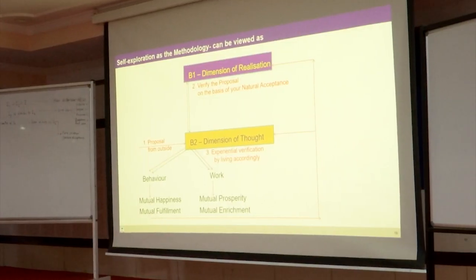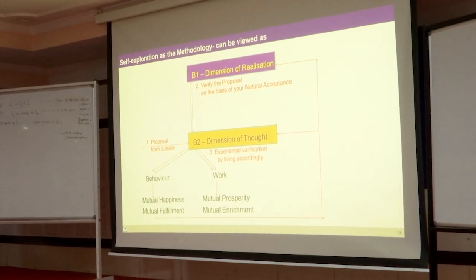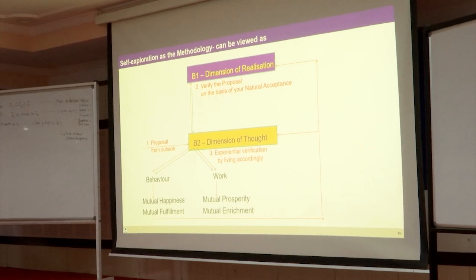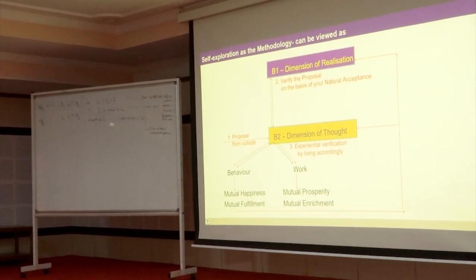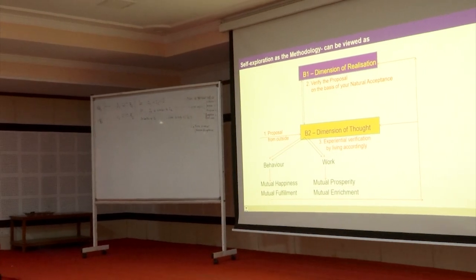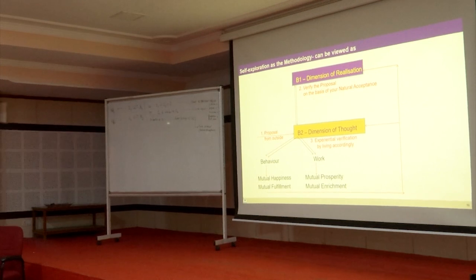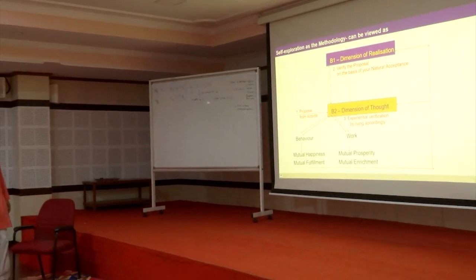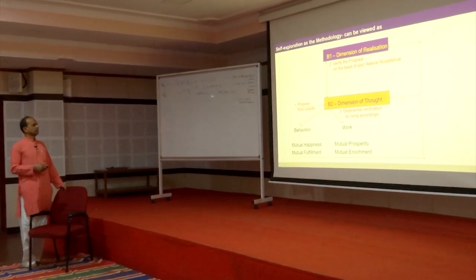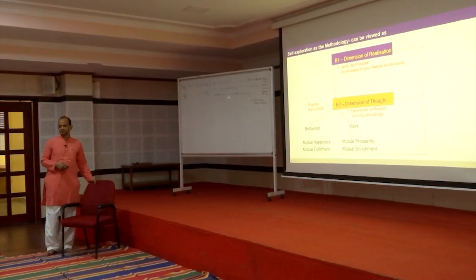The diagram that we had seen yesterday can be put up in this form also. So within me, I can see that there is a dimension of realization, that is block B1. There is a dimension of thought, that is block B2. So the dimension of thought is the imagination part. The dimension of realization is the right understanding part. Now, this block B2 motivates our behavior and work.